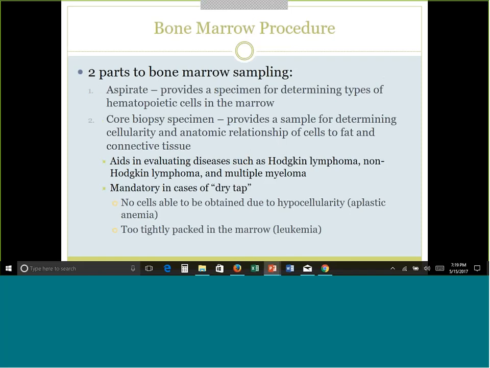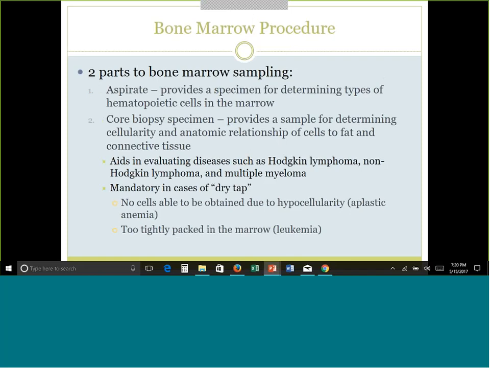Also, the biopsy is really necessary in times that you can't get the aspirate because of what we call a dry tap. So sometimes when you go into the bone marrow and try to get an aspirate, you get nothing out, and that's what we call a dry tap. So in that case, we have to have the biopsy because we won't have an aspirate to look at.